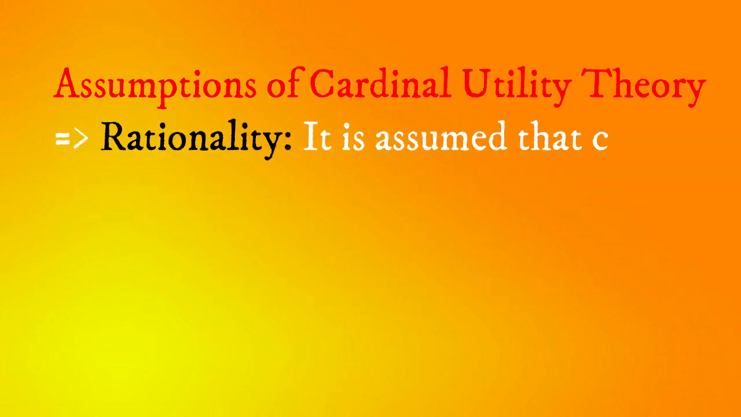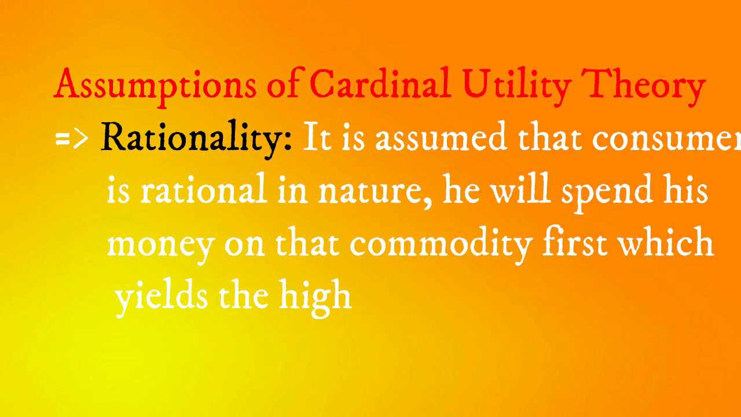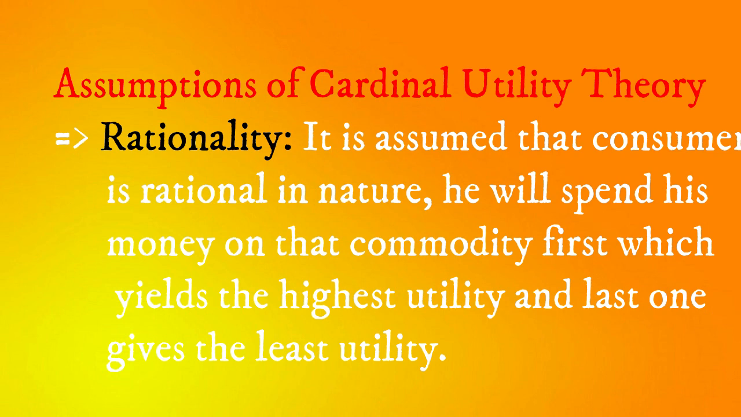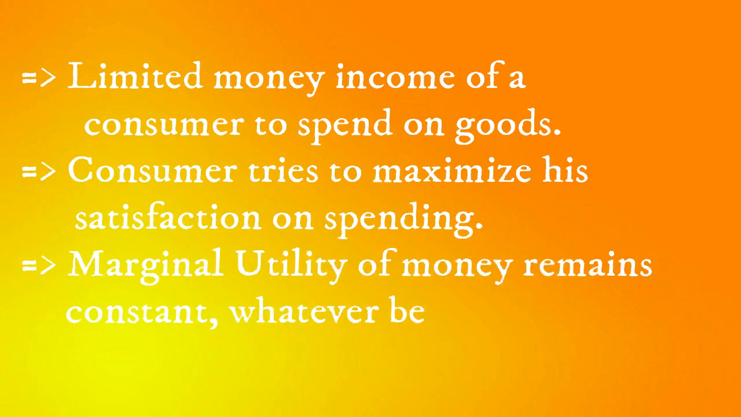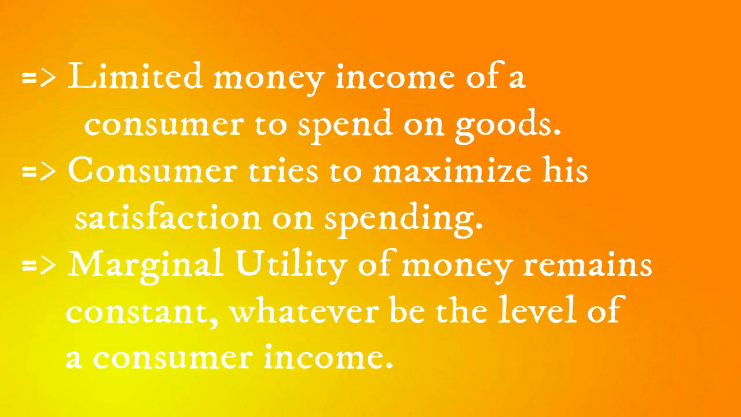Some assumptions for the cardinal utility theory are considered. First is rationality. It is assumed that the consumer is rational in nature. He will spend his money on the commodity which yields the highest utility first, and the last one gives the least utility. Limited money income of a consumer to spend on goods. The consumer tries to maximize his satisfaction on spending. Marginal utility of money remains constant.